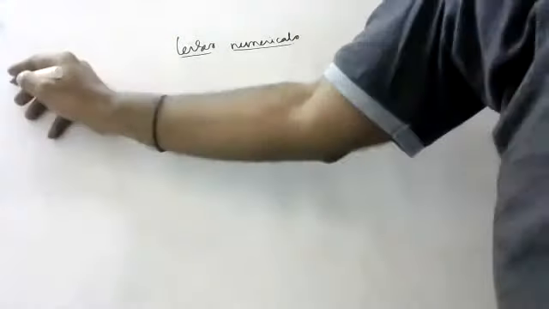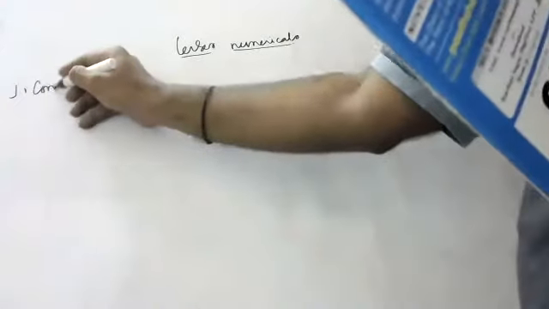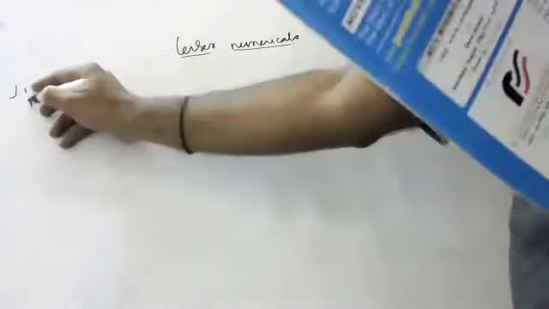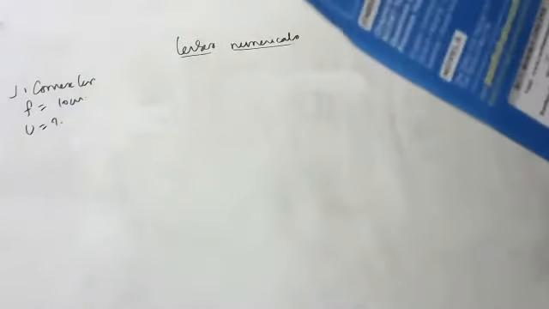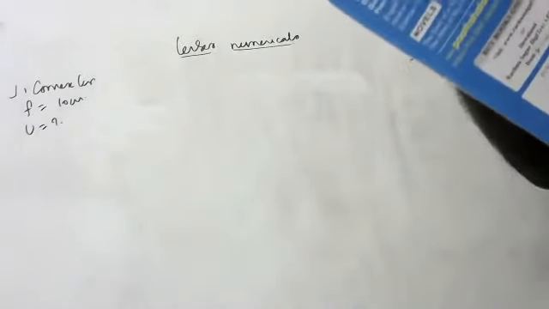So question is like this: a convex lens of focal length 10 centimeters. He's asking at what distance we should keep an object so that it forms a real and inverted image 20 centimeters away. I think I told you this sum, children, yesterday. Next question.